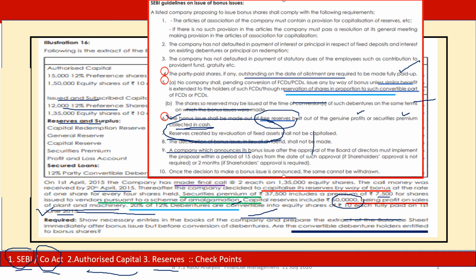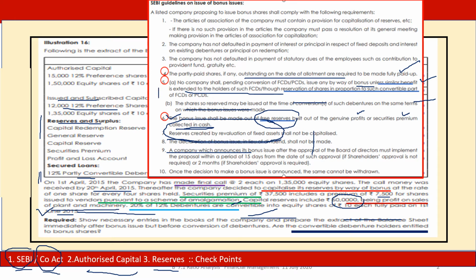which says no company shall, pending conversion of FCDs, PCDs, issue any shares by way of bonus unless a similar benefit is extended to the holders of PCDs to such convertible part. Means if you are giving it to equity shareholders, you need to give it to future equity shareholders also when the debenture gets converted into equity. This is the principle which is talked about.